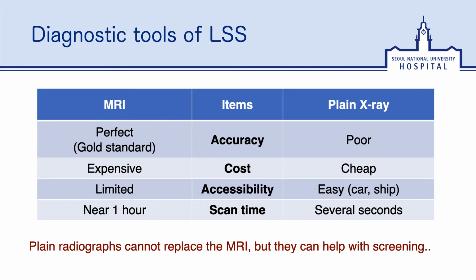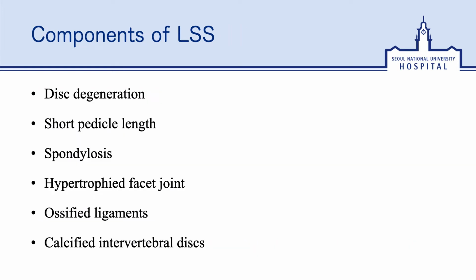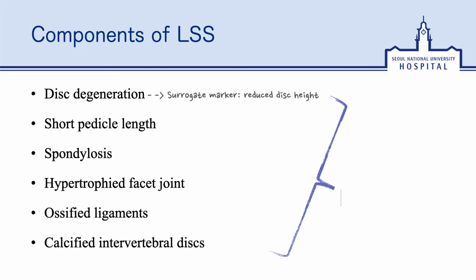MRI showed perfect accuracy to diagnose lumbar stenosis. However, it has a very expensive cost, limited accessibility, and a very long scan time. Plain radiographs cannot replace the MRI at all, but they can help with screening lumbar stenosis. These are components of lumbar stenosis. Disc degeneration was estimated by reduced disc height, so it can be observed by plain radiograph.